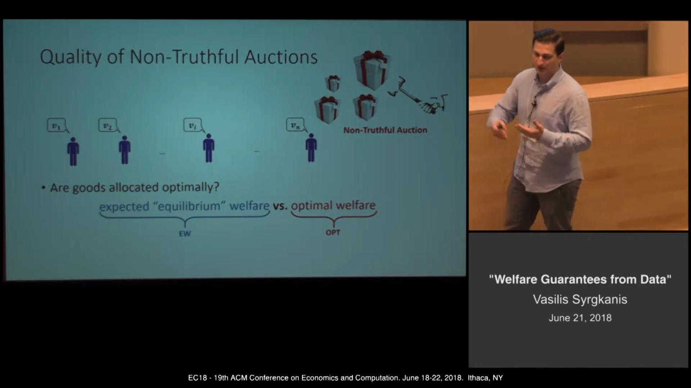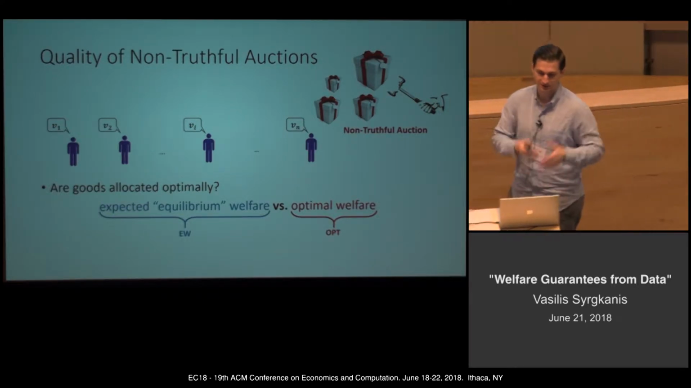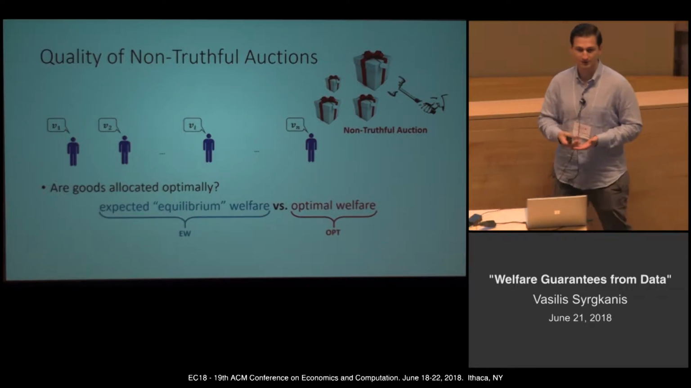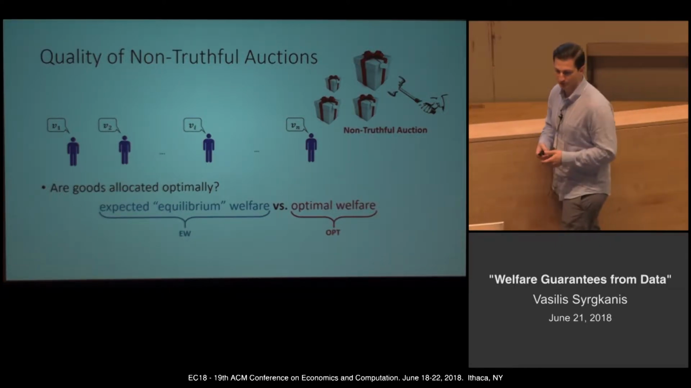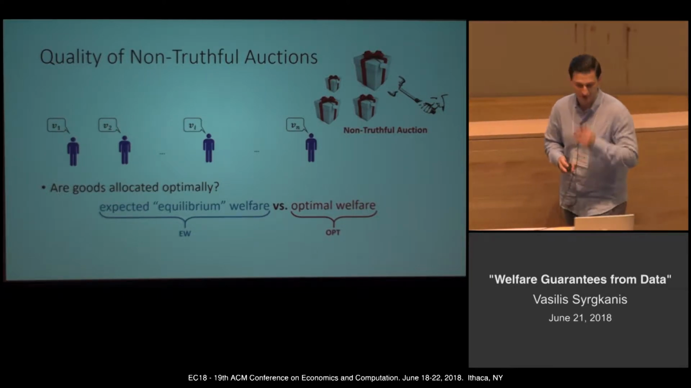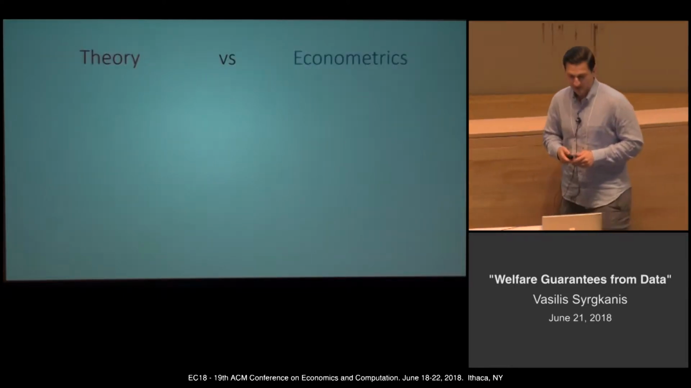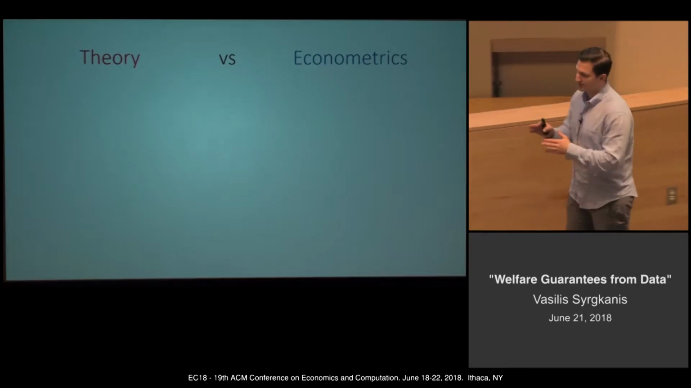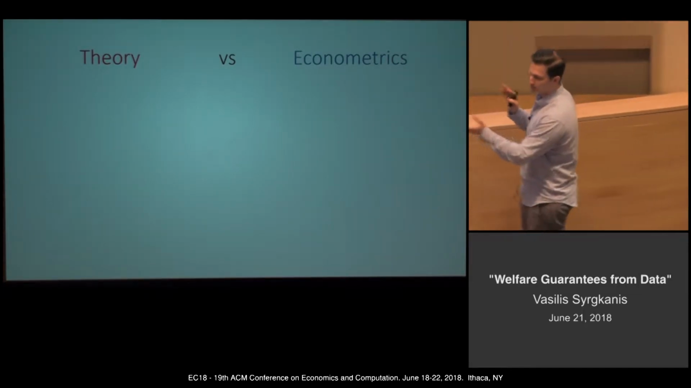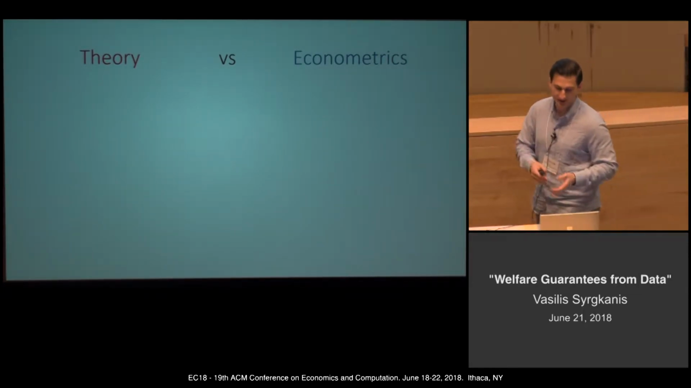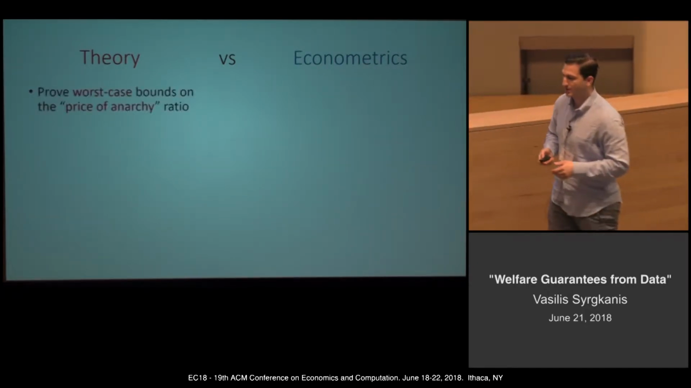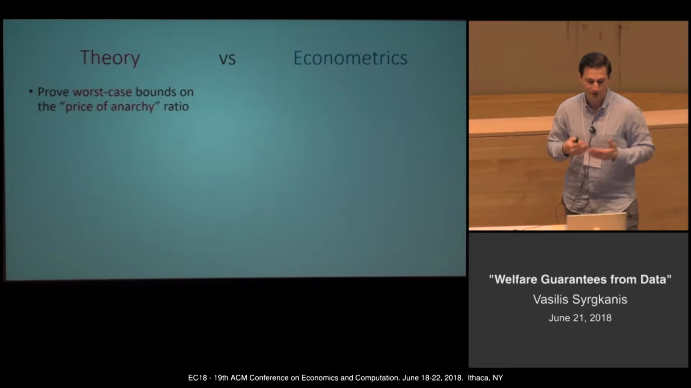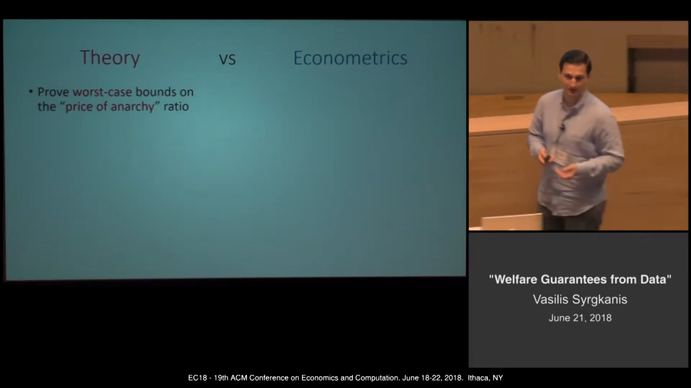Another way of viewing this is: what is the impact of incentives on efficiency, or what is the loss from not switching to a VCG auction, which is a computationally non-efficient auction. In this work, we started by contrasting the two approaches that you could take at addressing this problem. From the theoretical computer science literature, what we have mostly done is try to prove worst case bounds on the price of anarchy ratio.